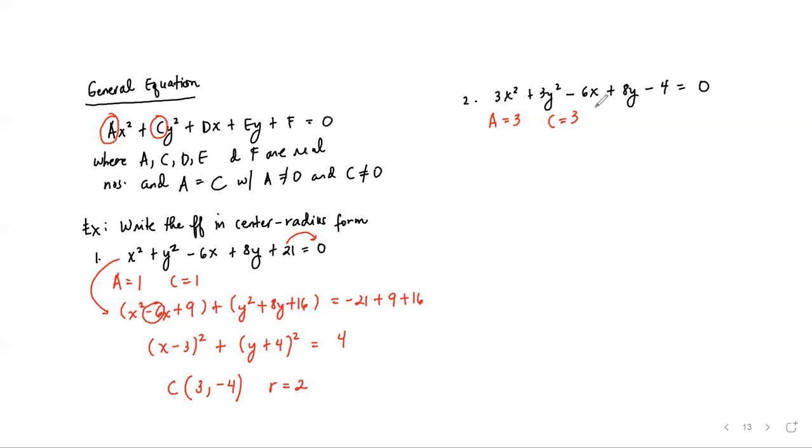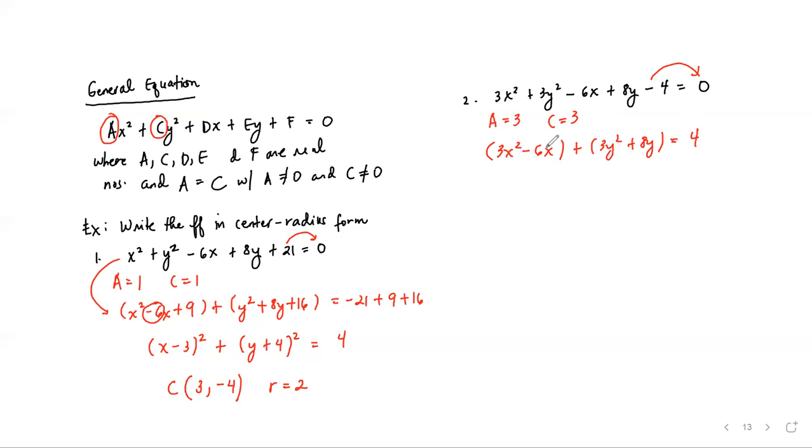Now for the second one, we will group all those terms with x. So we have 3x squared minus 6x. And then group all those terms with y. So we get 3y squared plus 8y. And then we transpose -4 to the other side, so we have +4 at the right side.